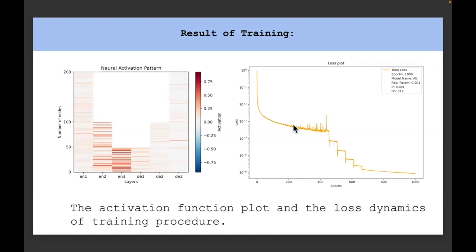So here you can see, on the left, the activation pattern picture of the activation layers, and on the right, the plot of the loss dynamics during the training. And so this is a basic procedure that we studied, and we measured the time and other profiling metrics and the energy related to the training.